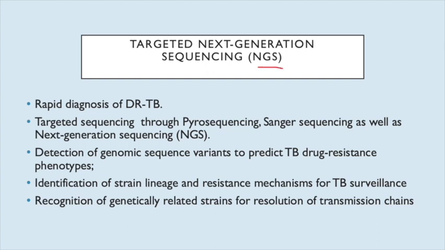Genetic sequencing is also called targeted next generation sequencing (NGS), and it gives a rapid diagnosis of drug resistant TB through targeting sequences and mutations. The techniques used are pyrosequencing, Sanger sequencing and NGS. So all the genomic variants which predict drug resistance phenotypes can be detected. You can detect the strain lineage, you can use it for surveillance, and you can also detect genetically related strains so that we can stop the transmission in families and in clusters.